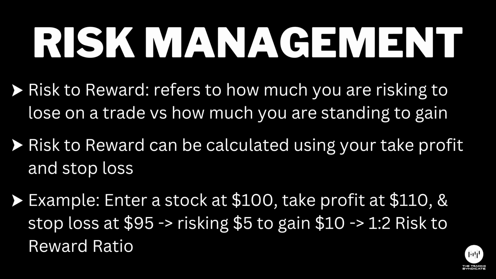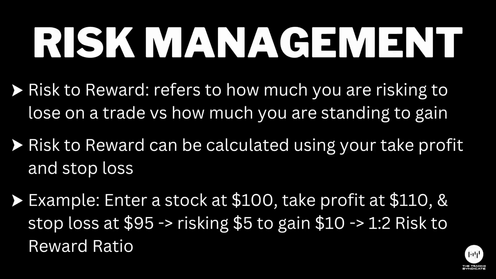In essence, risk to reward refers to how much you are risking to lose on a trade versus how much you are standing to gain. This can be calculated using your take profit and stop loss. For instance, if a trader is looking at a setup where the current price of the asset is $100 and they are looking to enter at the current price with a price target of 110 and a stop loss at 95, then the trader would be standing to lose $5 if the stop loss is to hit and gain $10 if the take profit is to hit.